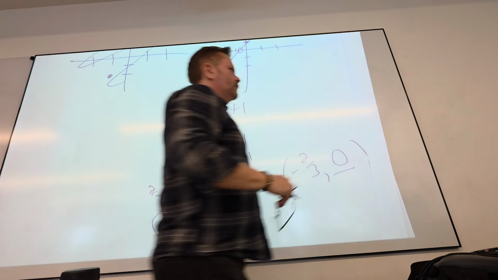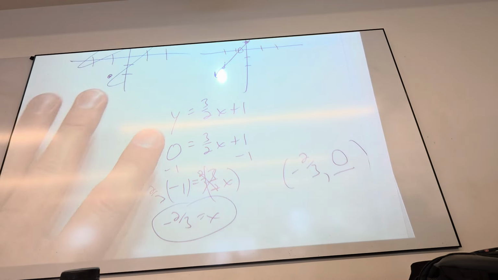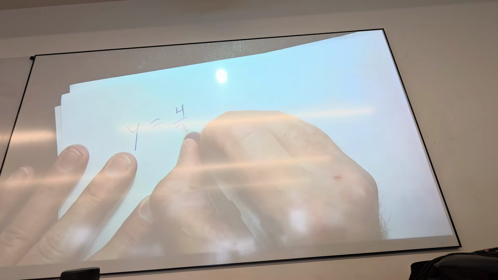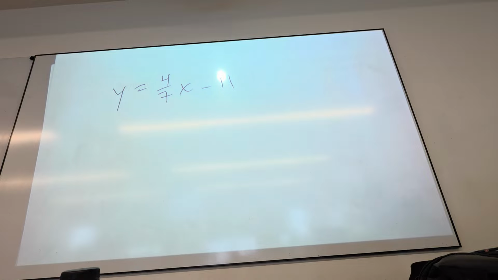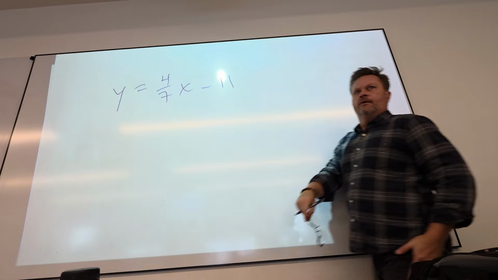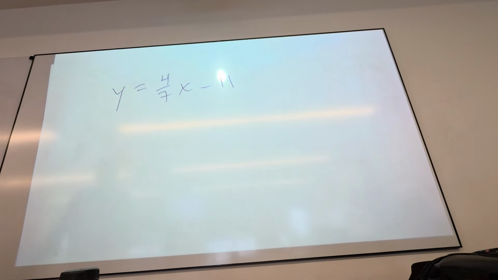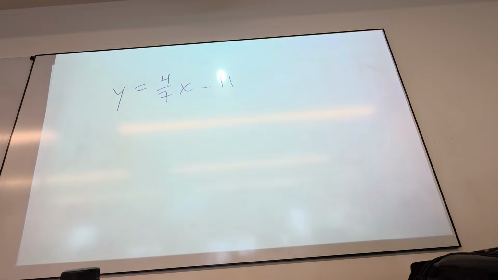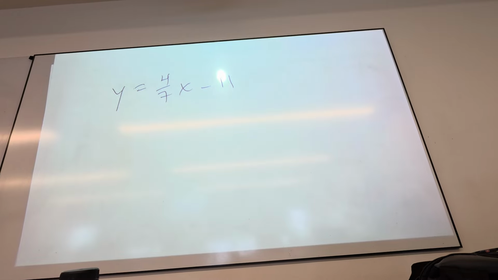So, can somebody just tell me directly, without doing any work, what is the y-intercept? Do it again. 0, negative 11. There it is. Okay. You with me? So be really careful. b is the y value of the y-intercept. So what's the y-intercept? 0, negative 11.